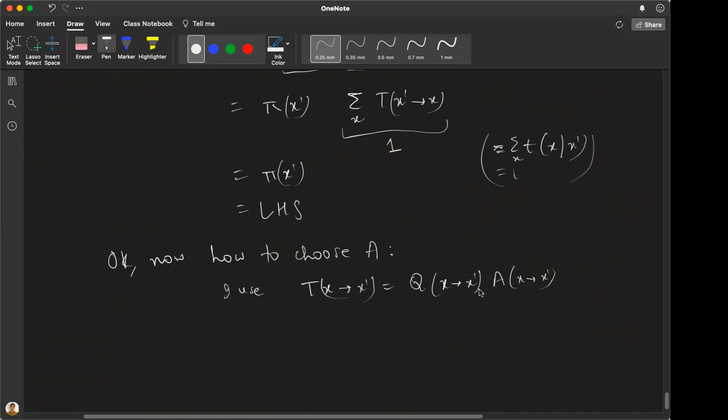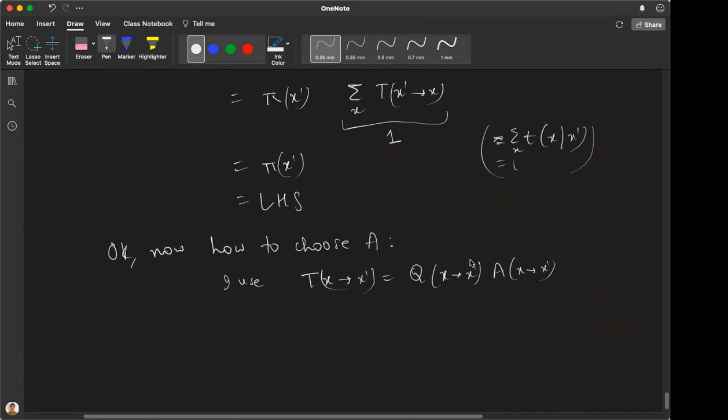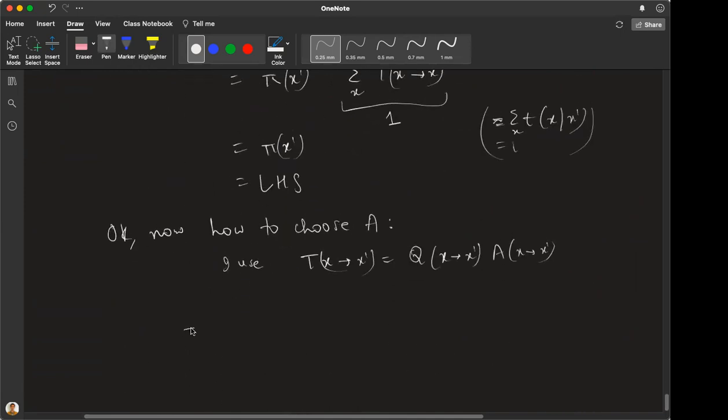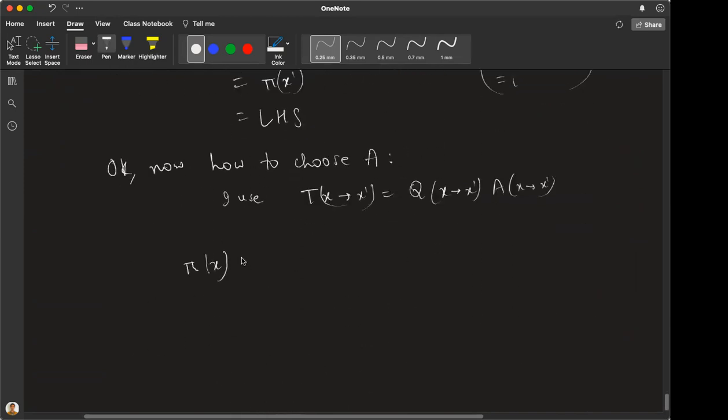Now I can use this in this equation. So what do I get here? Pi of x times T of x to x prime, which becomes Q of x to x prime times A of x to x prime. This is equal to pi of x prime times Q of x prime to x times A of x prime to x. And this equation is true.